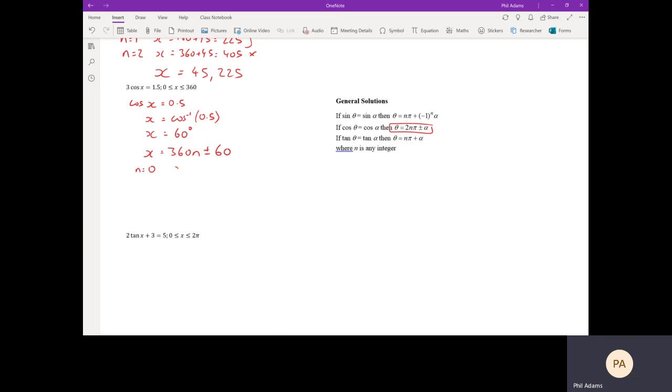So if n is 0, x will be plus or minus 60. So it must only be 60 because clearly we can't go outside our domain that we've been told. If we try n equals 1, x will be 360 plus or minus 60. So that is 300 and 420. Now 420 is outside the domain we've been given, so we can ignore it, which leaves us with our two solutions, 60 and 300.